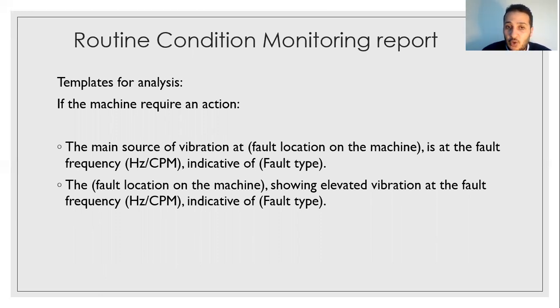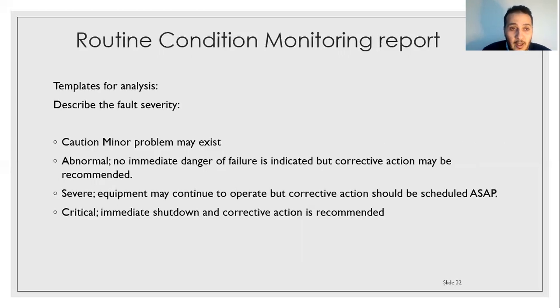Or you can say the main source of vibration is at the fault location of the machine, let's say the motor drive end, at the fault frequency of 76 hertz, indicative of an outer race defect frequency, which requires bearing replacement.